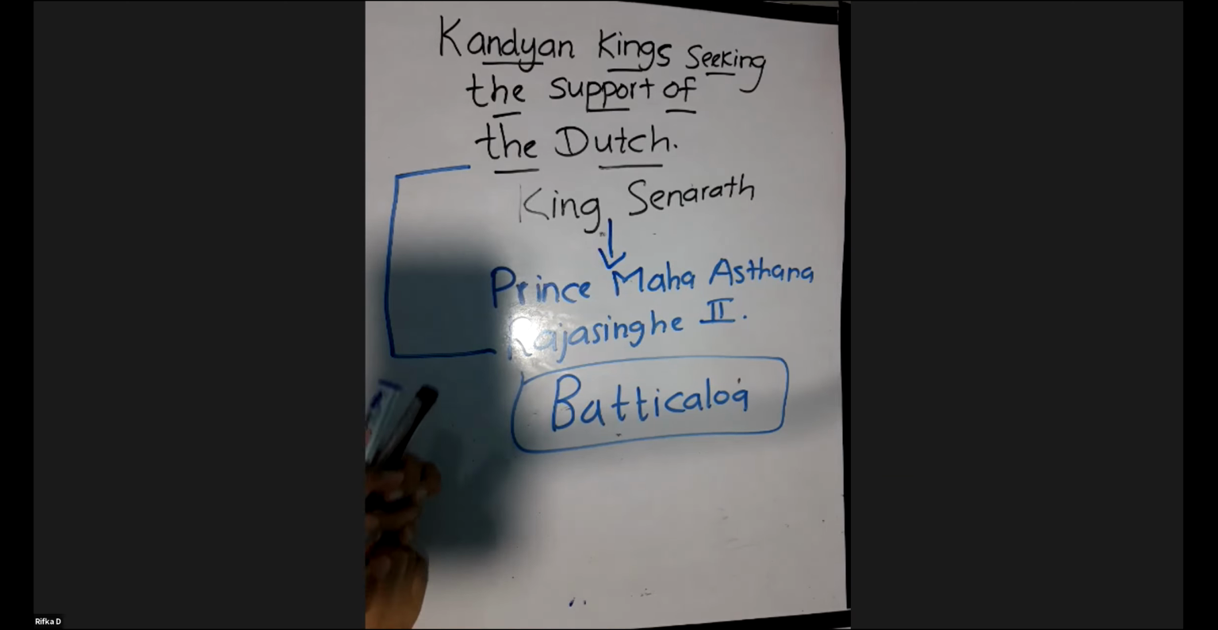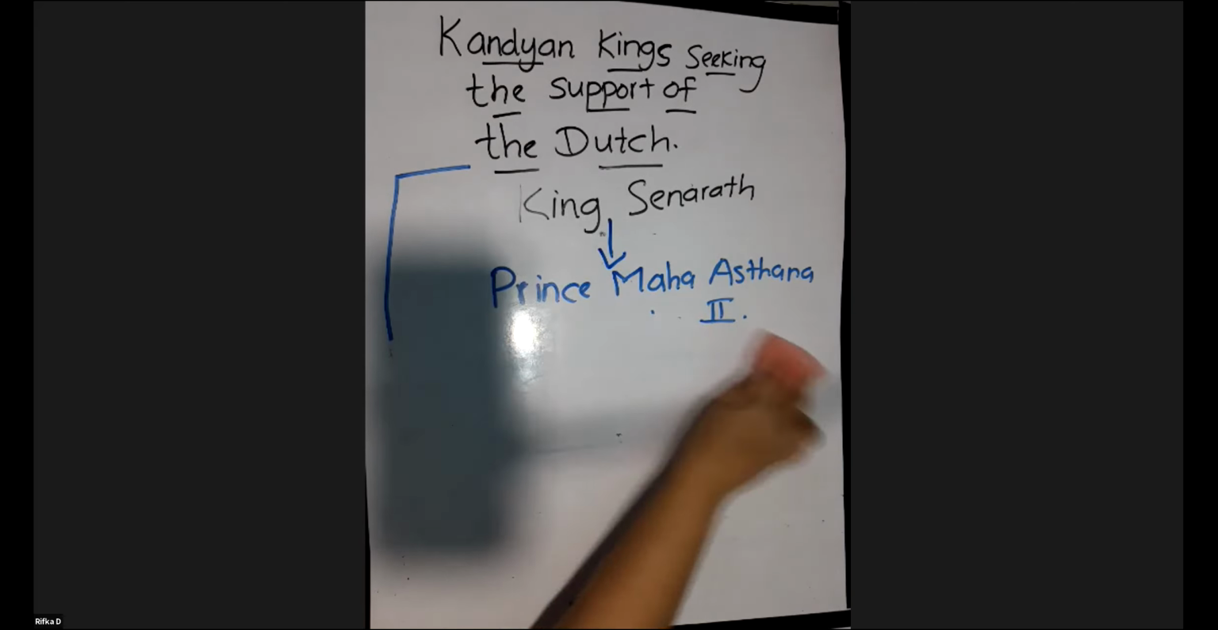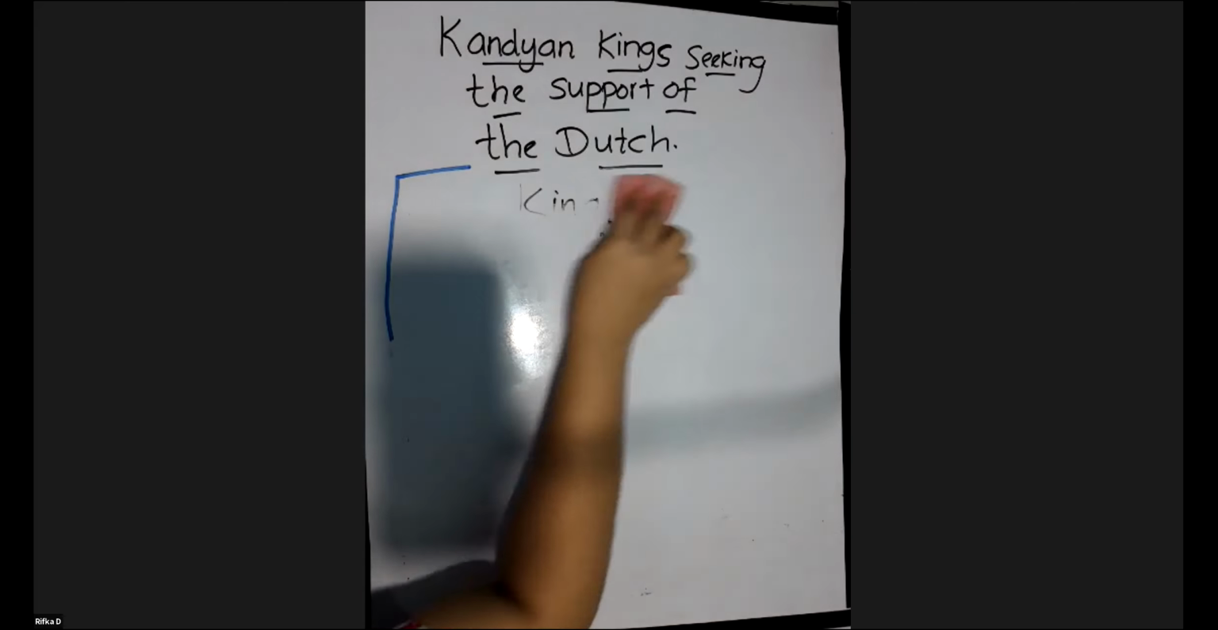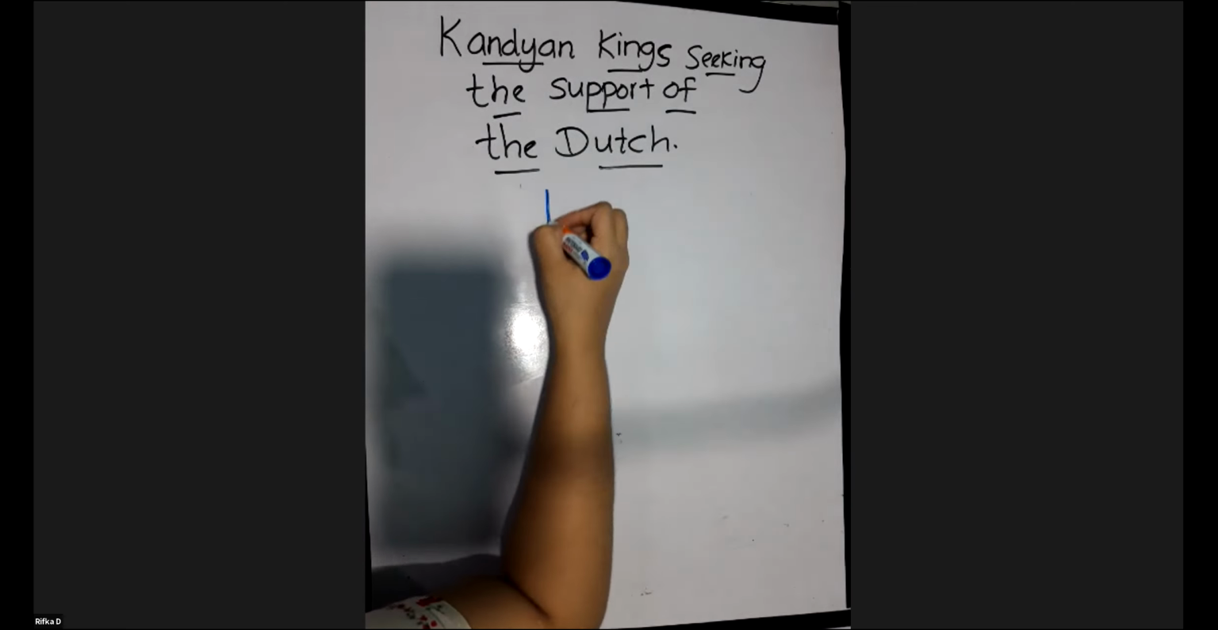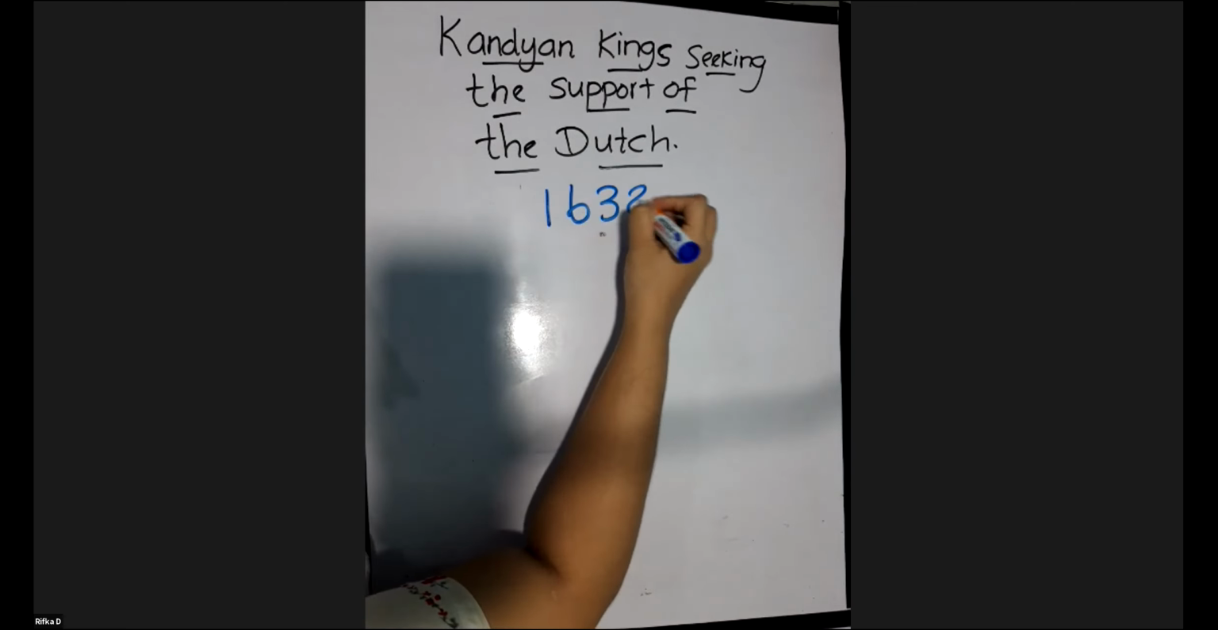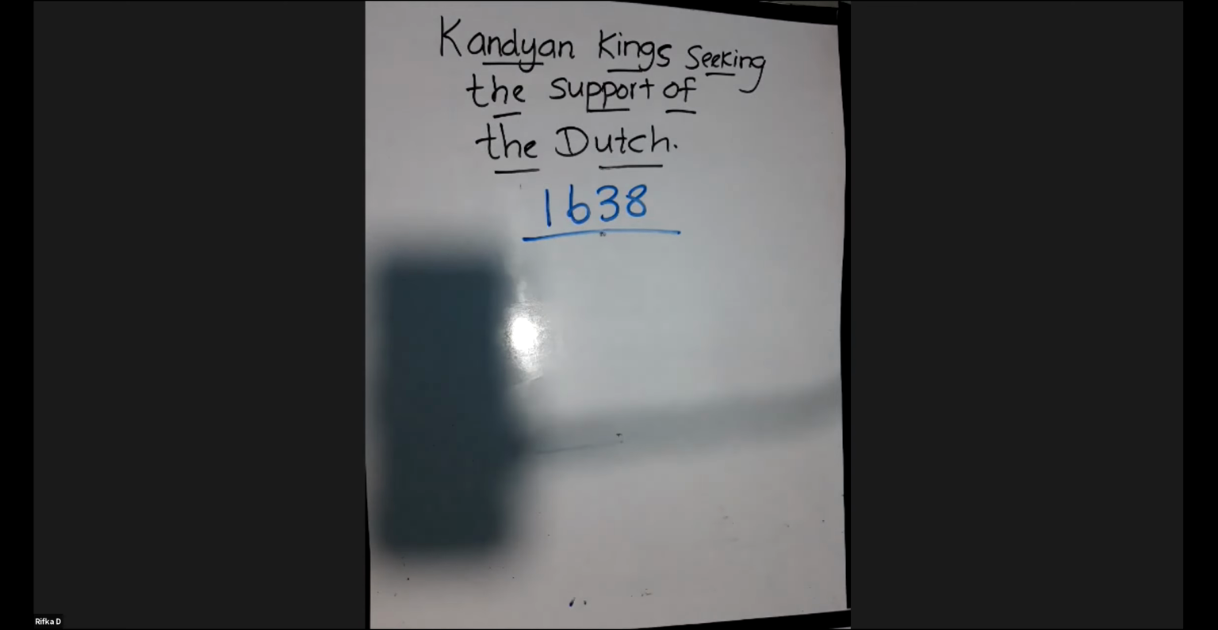After this, the king was so happy, right? He believed that the Dutch were so powerful. He believed that, and finally he entered into a treaty in 1638 with King Rajasinghe II. That treaty is very, very important in the history of Sri Lanka. So what are the clauses in that treaty?